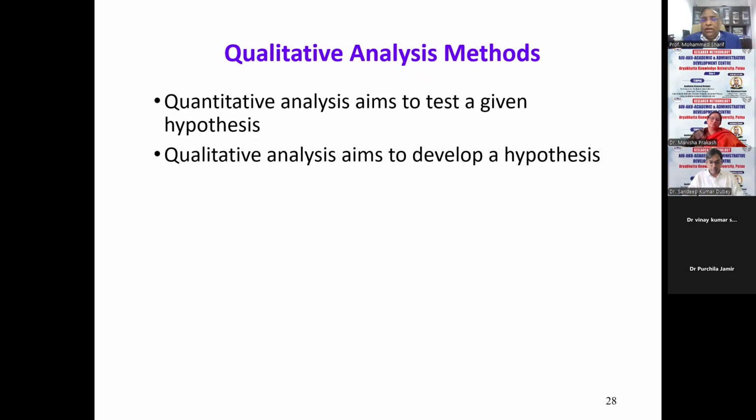So, in quantitative analysis, the researcher intends to test a hypothesis, whereas qualitative analysis aims to develop a hypothesis based on the available data. That is a fundamental difference one must understand. Quantitative analysis aims to test a given hypothesis, whereas qualitative analysis aims to develop a hypothesis. And sometimes a theory, as I told you, like in grounded theory.